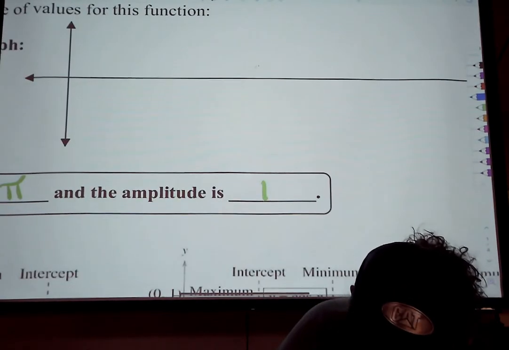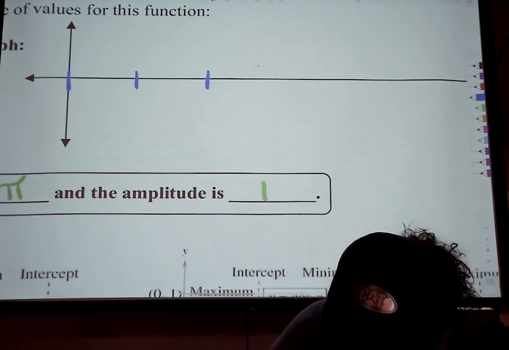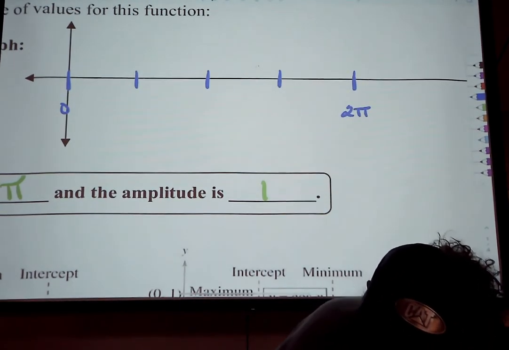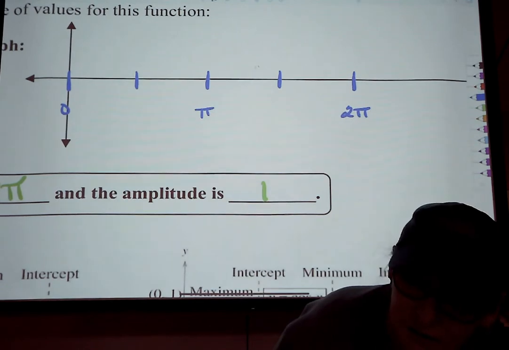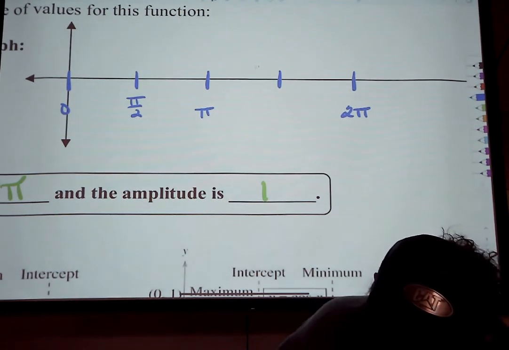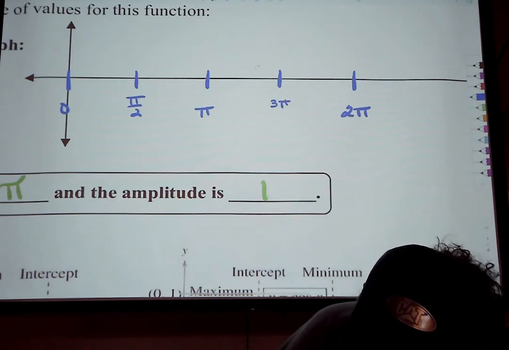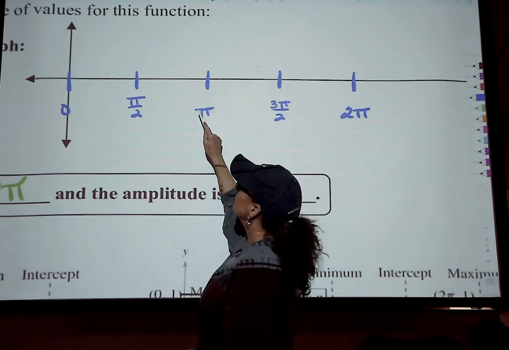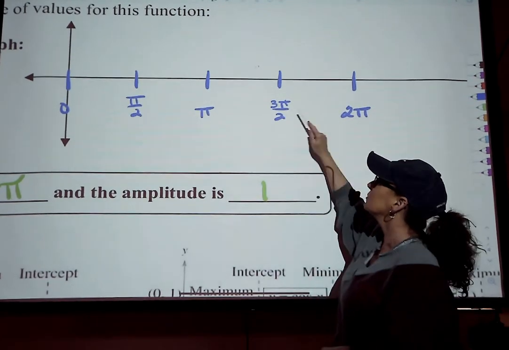5 tick marks. 1, 2, 3, 4, 5. 0 to 2 pi. Halfway is 1 pi. Cut that in half. Some of you know this one already. Some of you have to count it out each time. 1 pi over 2, 2 pi over 2, 3 pi over 2, 4 pi over 2.